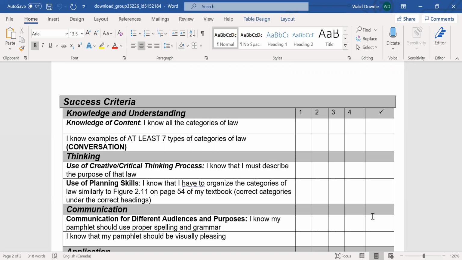So number one, for knowledge of content: I know all the categories of law. Basically, I'm going to make sure that you've got it all there, that you've listed all of them, and you know what each one of those categories is. I know at least 7 types of categories of law. Conversation.